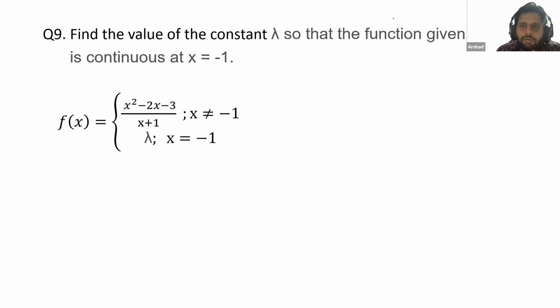Okay, this is also a very good question. Find the value of the constant lambda. Find the value of this lambda so that the function given below is continuous at x is equal to -1. So this function is continuous. Please find the value of lambda. Okay, please complete it and share your answer.